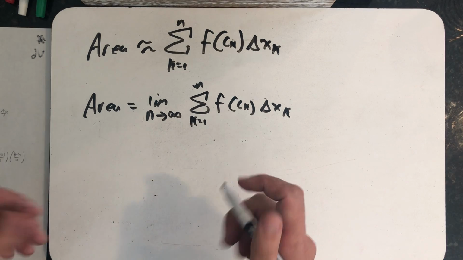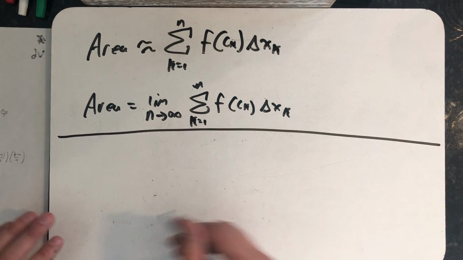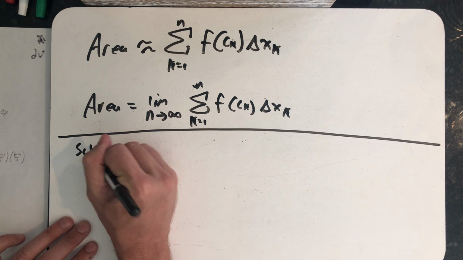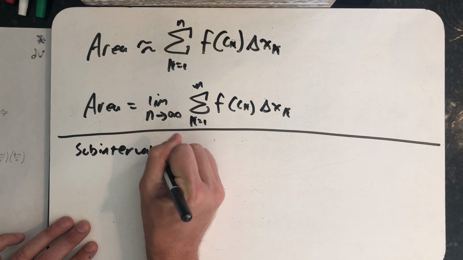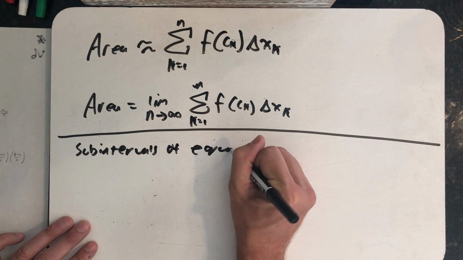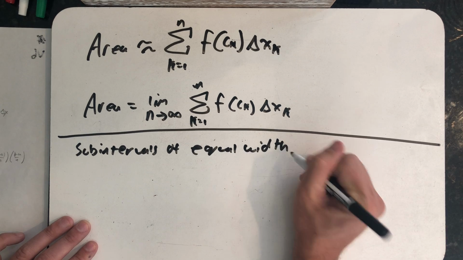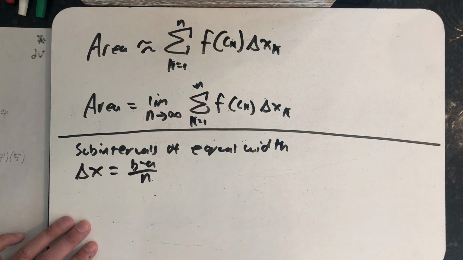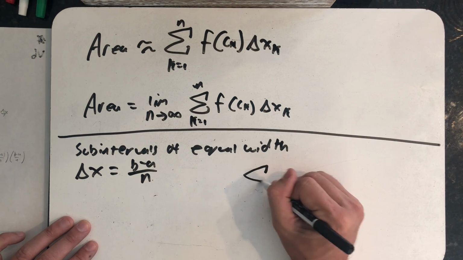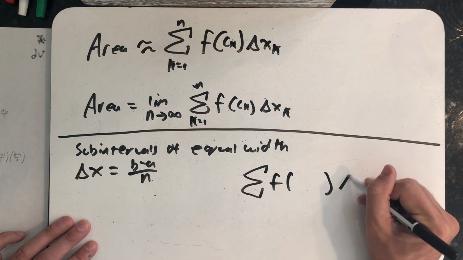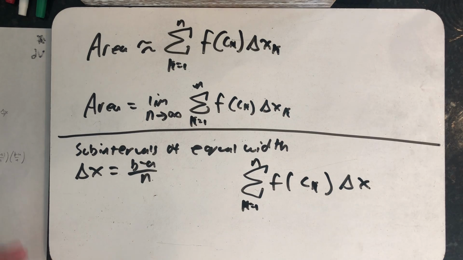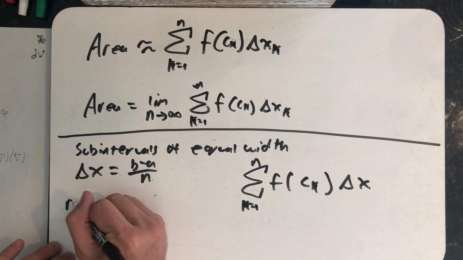But before we finish, just a few more notes. If we use subintervals of equal width, then instead of delta x sub k, we could just say delta x. And then that would be the calculation b minus a all over n. All right, so my Riemann sum would start to look like this, right? Still with some c sub k in the middle. And then maybe instead of just using random points or midpoints, we use right-hand endpoints.